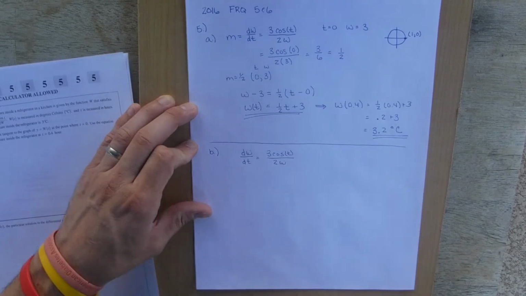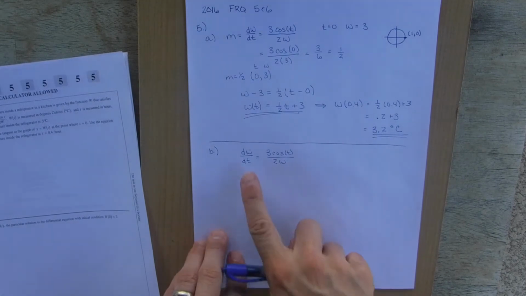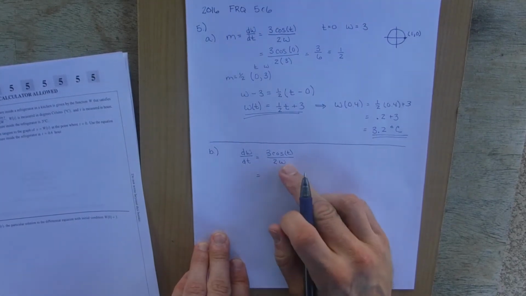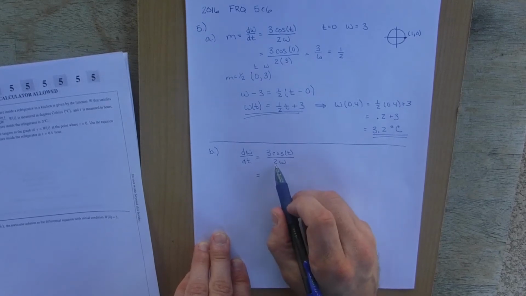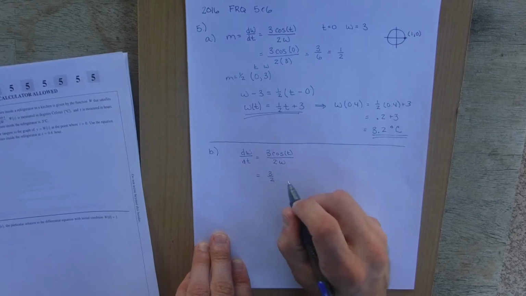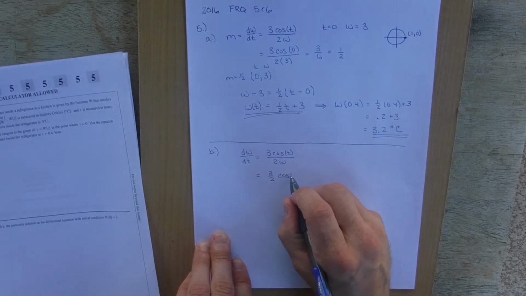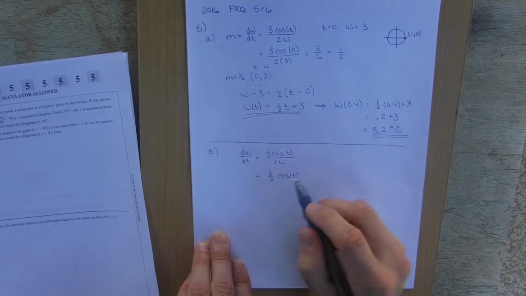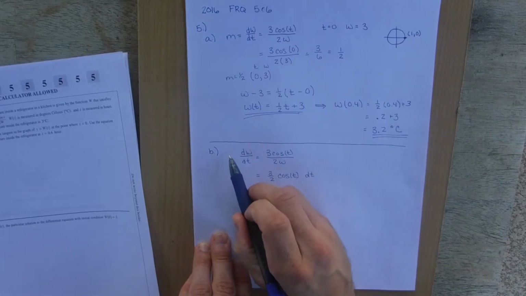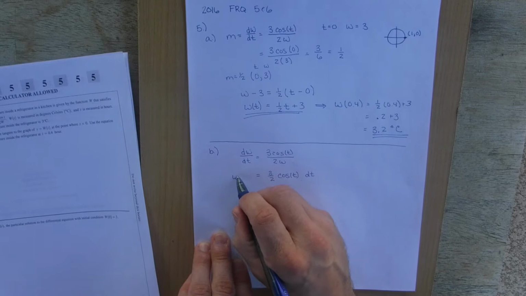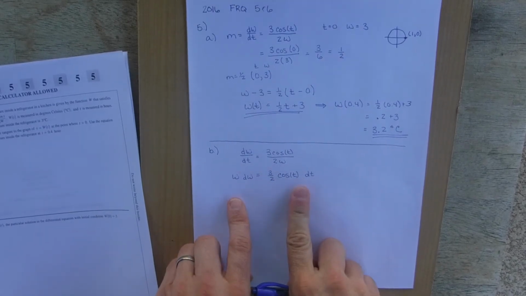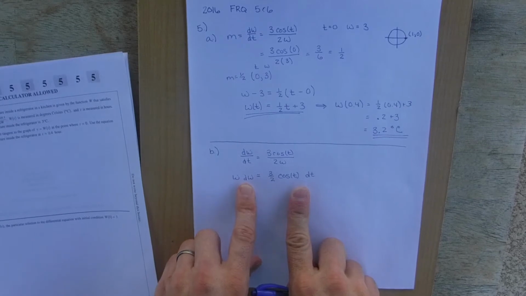over 2W. Alright, so what I'm going to do is I'm going to multiply this side with dt, and I'm going to multiply this side. I'm going to leave the 2 over here. I'm just going to multiply W. So this leaves 3 over 2 cosine t, okay, because I multiplied by dt. Then I'm multiplying this W over here, so that's W dW. So all the t's are over here, all the W's are over here.